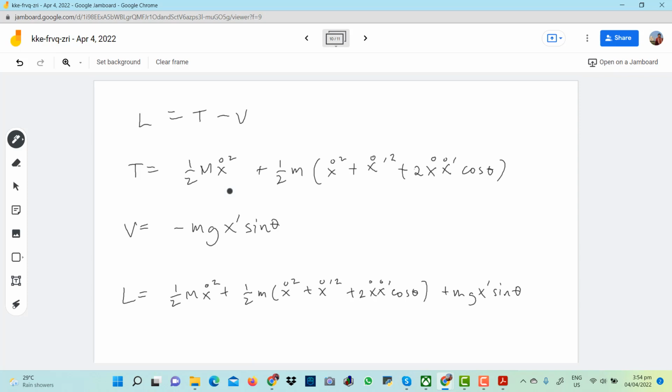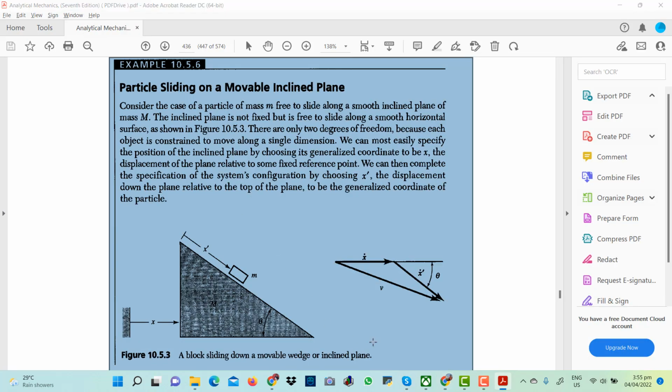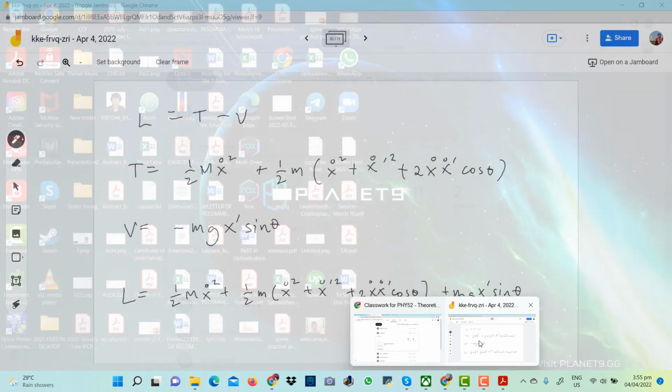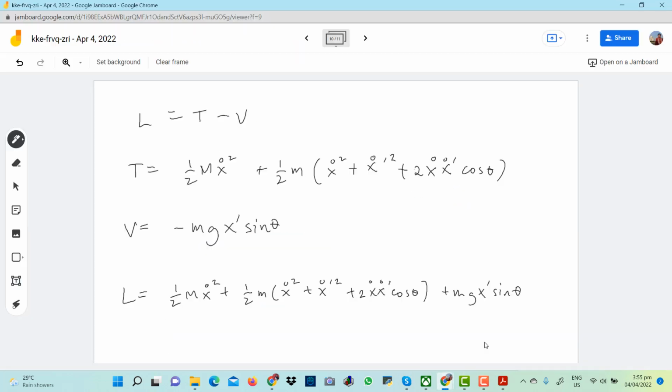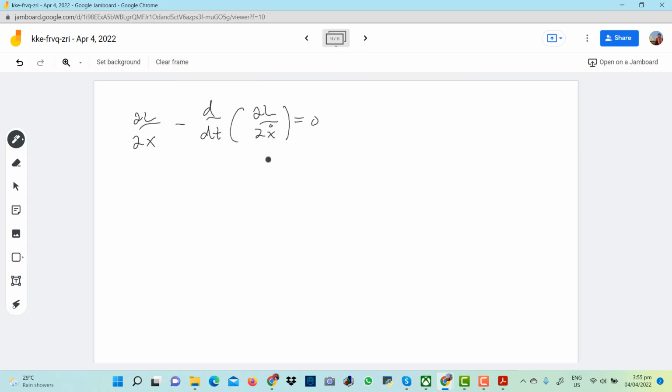If I derive with respect to x, is it zero? Deriving L with respect to x, there is no x in it. Zero, this is zero.